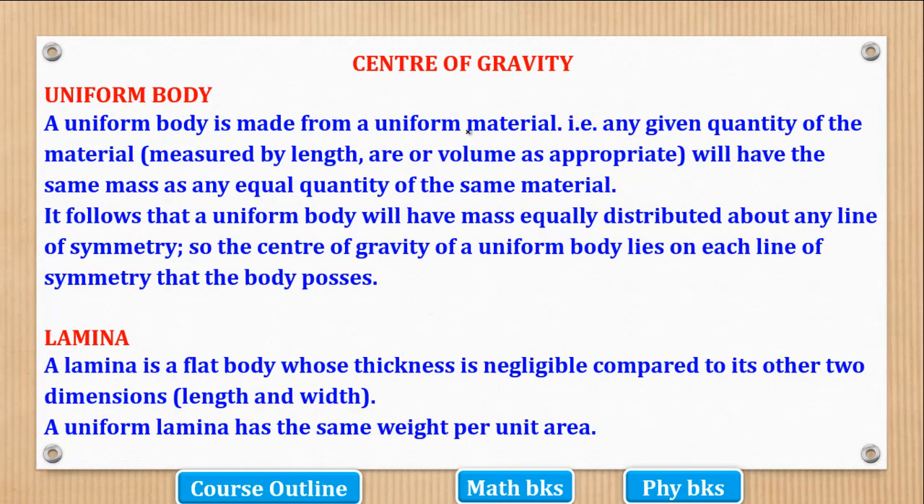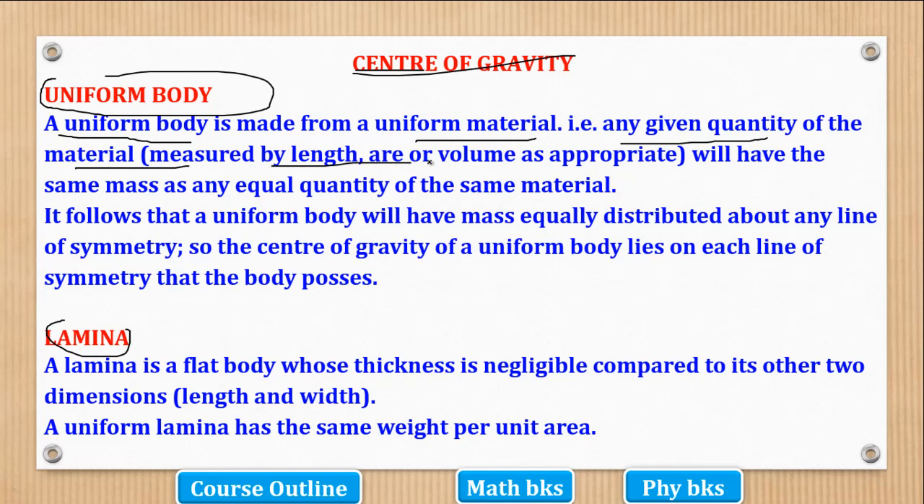So we shall start our topic of center of gravity. There are 2 terms which are needed. One is called uniform body and the other is called lamina. A uniform body, for center of gravity at our level, is only for uniform bodies. Non-uniform bodies, we don't cater for that.